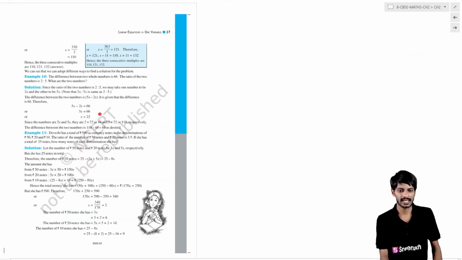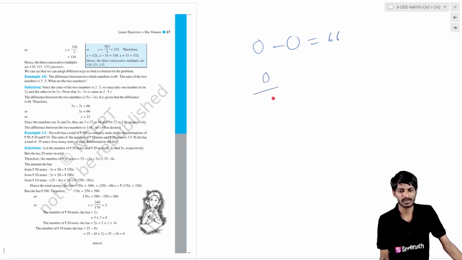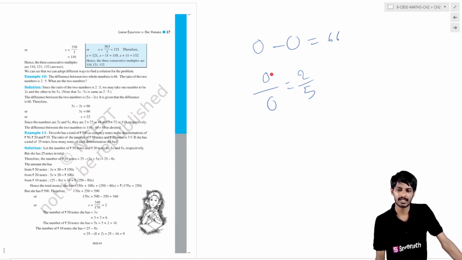Okay. So here is another example. This is somewhat a difficult example. We will try it. The difference between two whole numbers is 66. So we don't know the two whole numbers. The difference between two whole numbers is 66. The ratio of the two numbers is 2:5. The ratio, which means dividing the two numbers, is 2 by 5. Then what are those numbers? Find those numbers. So basically the ratio of these numbers is 2 by 5.